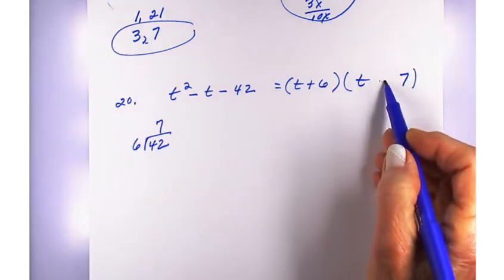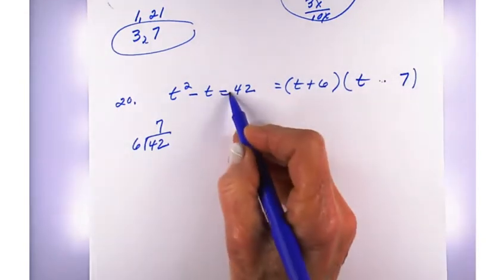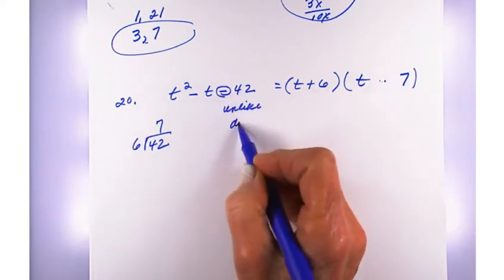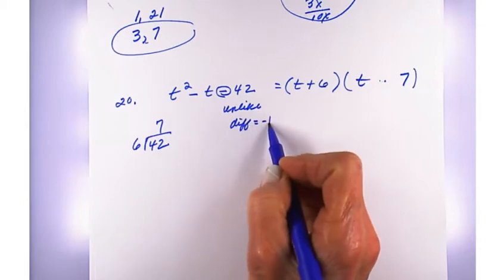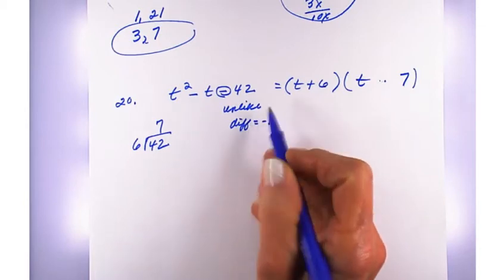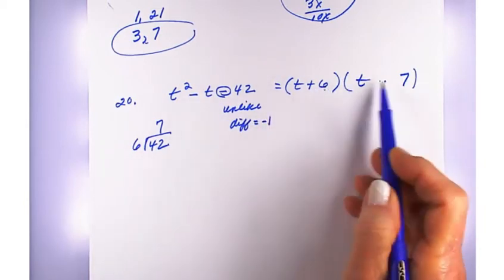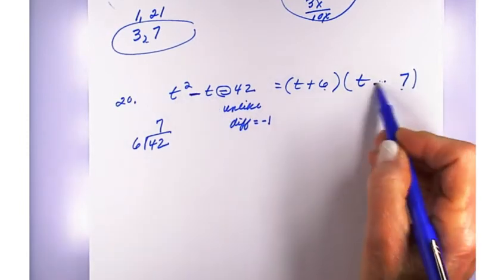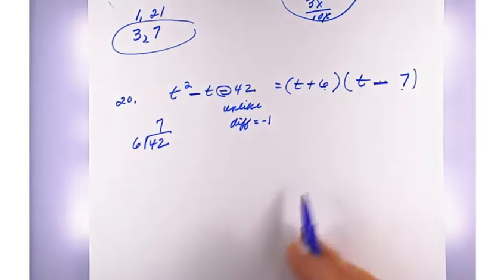Okay? So this tells me that the signs are unlike. We're looking for a difference equal to minus 1. So I have 6 and 7. I want the middle term to be negative, so the larger number is negative. And that's a good warm-up, but remember what I said, in real life, we're not going to be given that big hint like that. Okay?